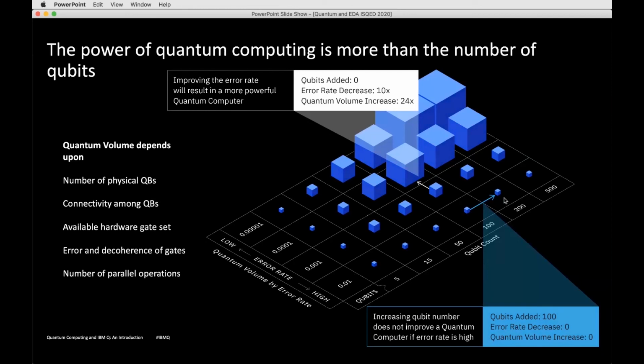While on the other side, if you have a reasonable number of qubits and you are able to cut the error rate by a factor of 10, you might actually get an increase in the quantum volume, the measure of the compute power of the quantum computer, by a factor of 24. So what really counts is not only how many qubits you have, but the quality of each of the qubits, how they're interconnected, and what powerful operations they can really execute.